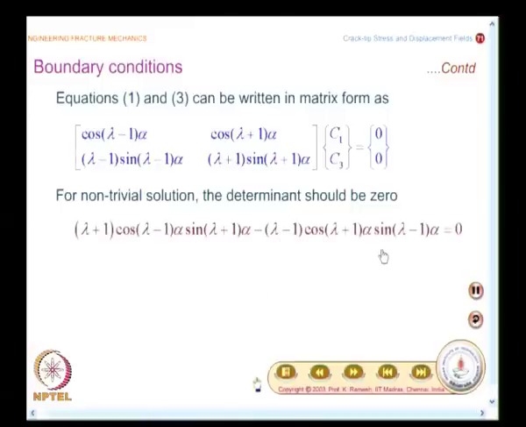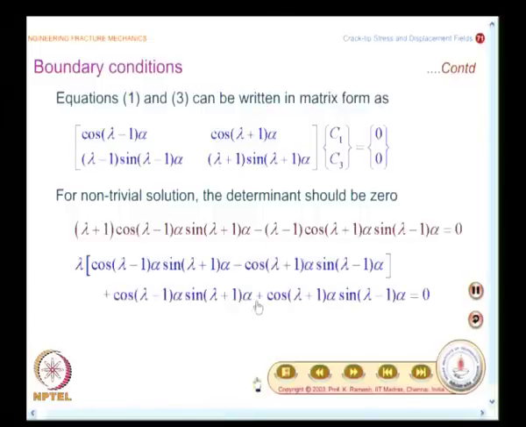It looks very long, but if you group them properly, you would be able to write a simple expression, and you multiply these two minus of these two. So, that is how this expression is written, and it could be rewritten in this fashion. I have lambda into cos lambda minus 1 alpha sin lambda plus 1 alpha minus cos lambda plus 1 alpha sin lambda minus 1 alpha. So, I have something like cos A sin B minus cos B sin A. When I have something like this, it is possible for me to simplify further. I have this simplified to lambda sin 2 alpha plus sin 2 lambda alpha equal to 0.